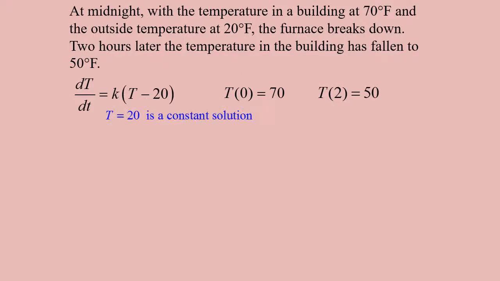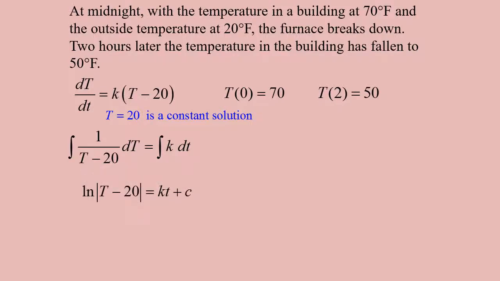Now, from the right-hand side of the differential equation, we know T minus 20 is 0 when T equals 20, so that is our equilibrium solution. We will divide both sides by T minus 20, multiply both sides by dt, and integrate. Separable equation.